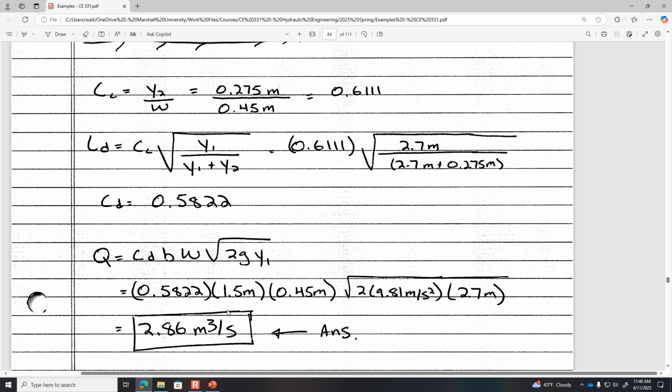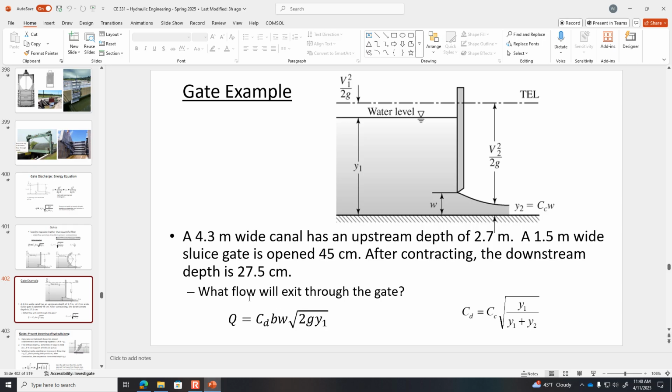Now remember that these are not intended for determining the flow. More typically, you'd be given a flow rate Q, and you're asked to determine how the gate is going to perform for a certain flow rate. So you'd be auditioning a gate to see if it's appropriate for the conditions that you've got.